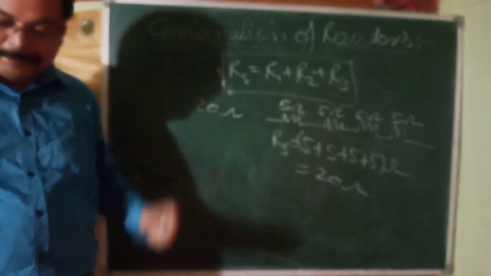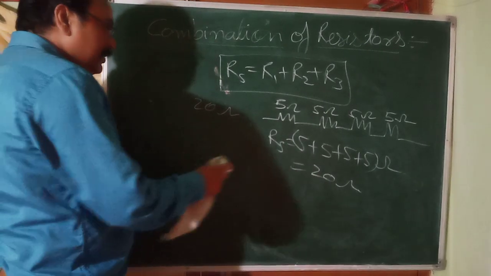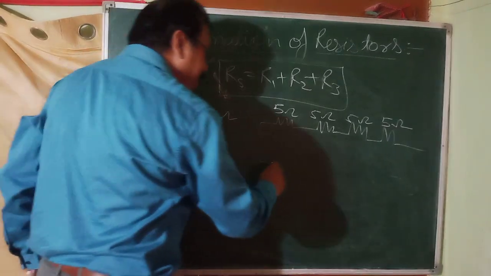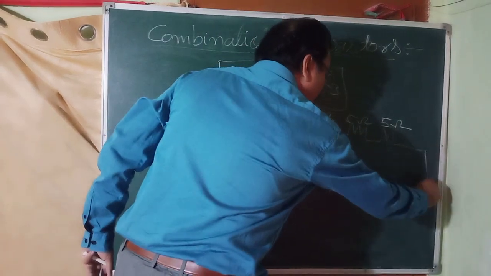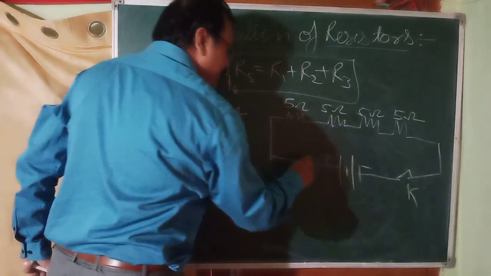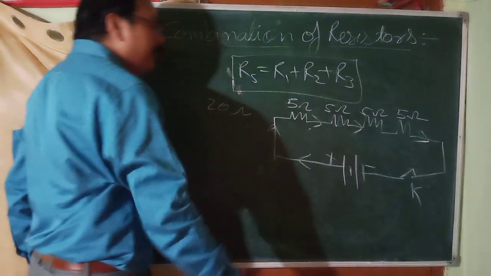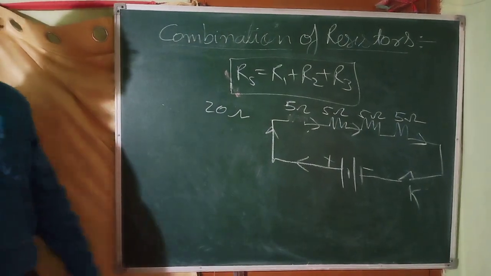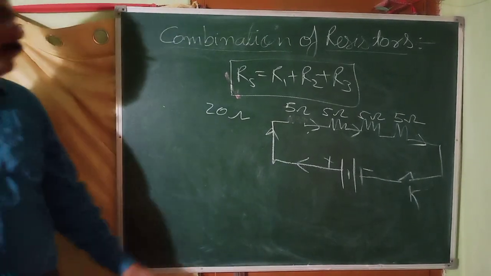Now one more thing is there. Suppose these resistors are connected in series, and see here they are connected in series. You have connected them like this, and they are connected to a battery through a key. Obviously this is positive, this is negative. Current is flowing like this. If one of the resistances is blown off, then what do you think? The circuit is not complete. The circuit is open.